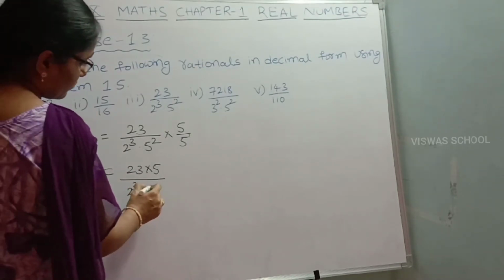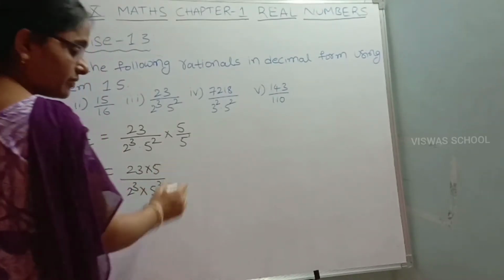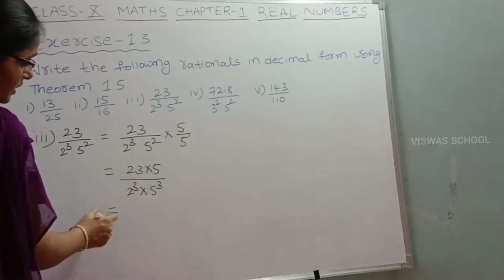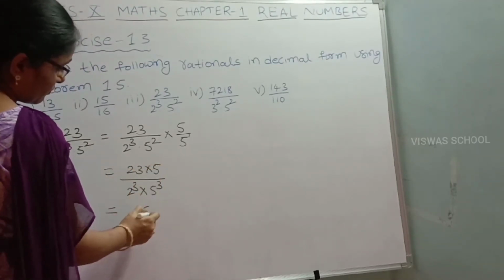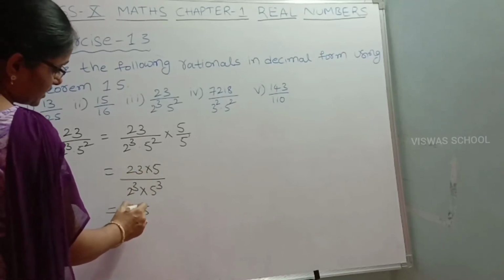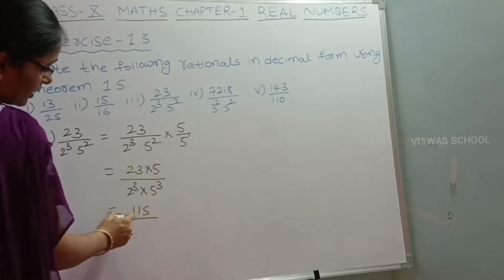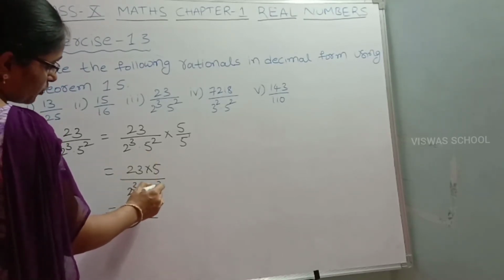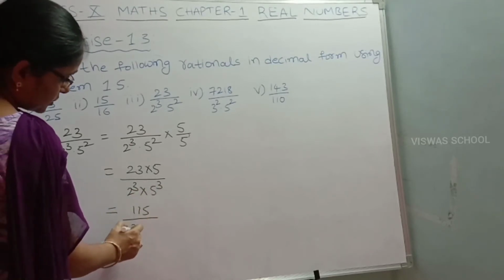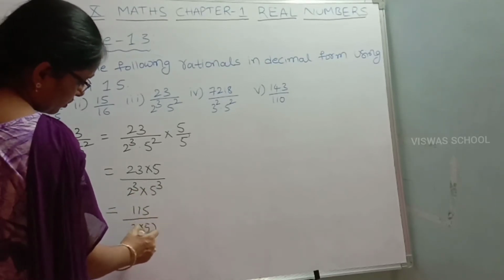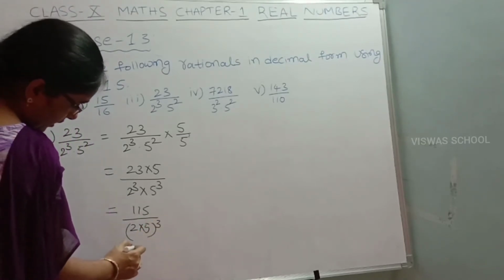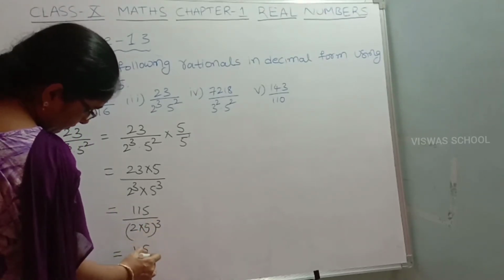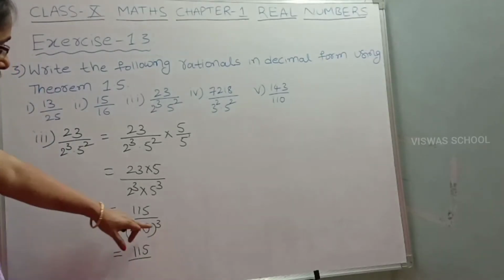That is, it is equal to 5 to the power of 3. Now it is equal to 23 into 5. 5 3s are how much? 15. 5 2s are 10. That is 10 plus 1, 11. 115 by 2 cube into 5 cube. That is 2 into 5 whole cube. Now it is equal to 115 by 2 into 5 whole cube.